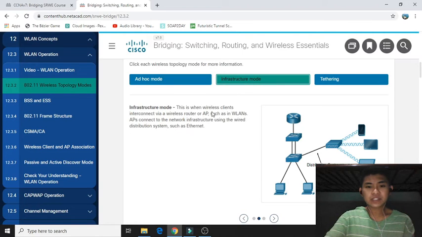Infrastructure mode is when a wireless client interconnects via a wireless router or AP. APs connect to the network infrastructure using the wired distribution system, such as Ethernet.